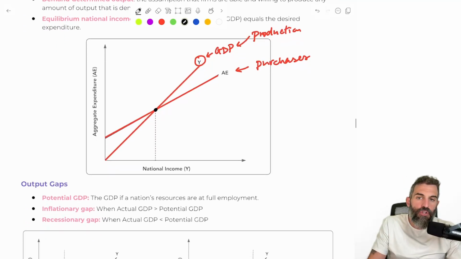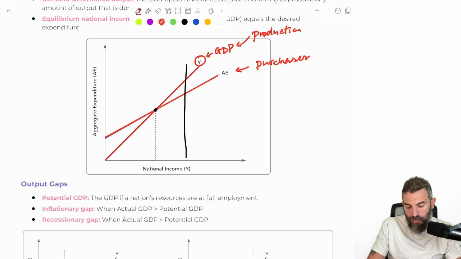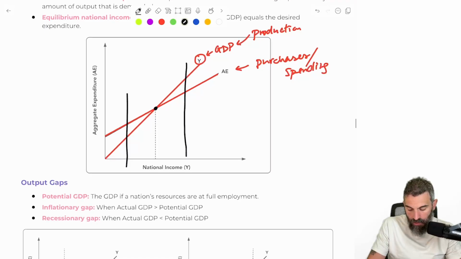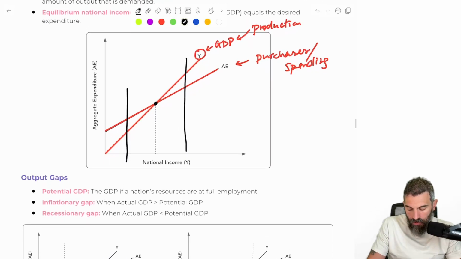Now, what happens when we're not at equilibrium? When production is higher than our spending. Okay, so think of this as purchases or spending. If production is higher than our spending, what does that mean? Or if we're spending more than we're producing, what does that mean? So let's talk about those things.